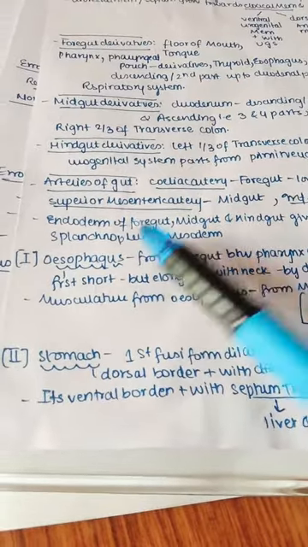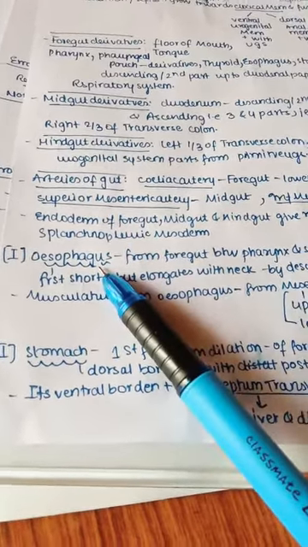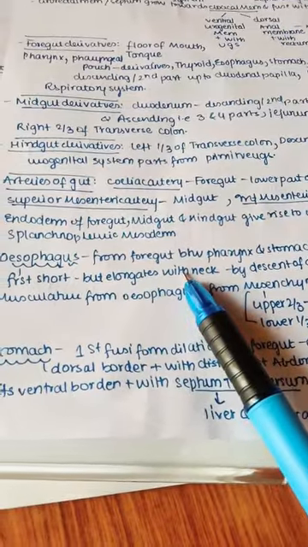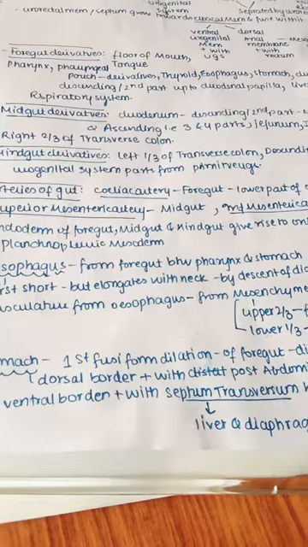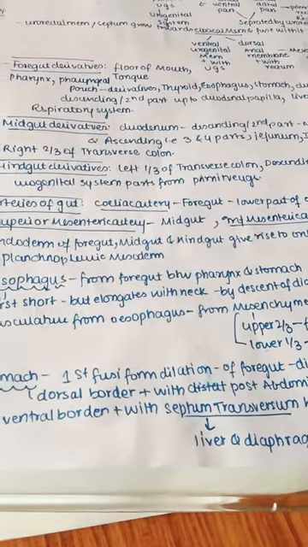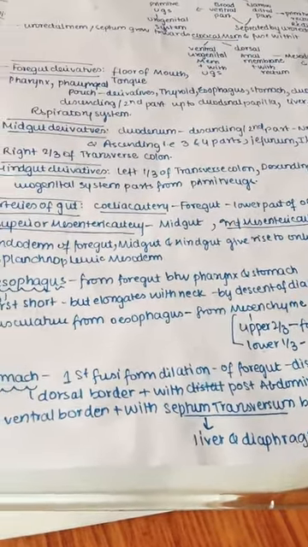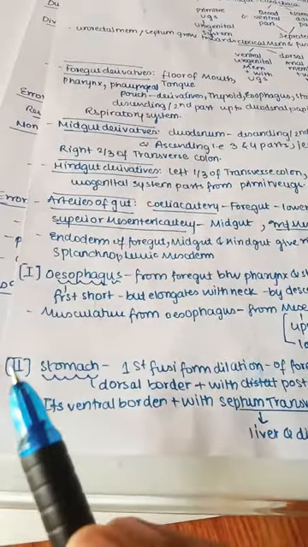So esophagus, it is a starting part. So it is from foregut. It is mainly present between the pharynx and stomach, right? Everyone knows this, because pharynx, you can understand, is a continuation from the mouth, and stomach is lower. So in between this we have our esophagus.